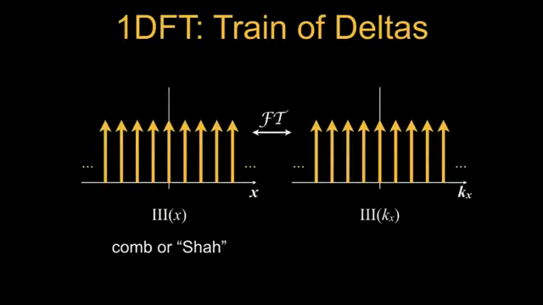It also has a special notation, and it's known as a comb or Shah. I guess this is a Hebrew symbol. Okay. So we're seeing a lot of math.